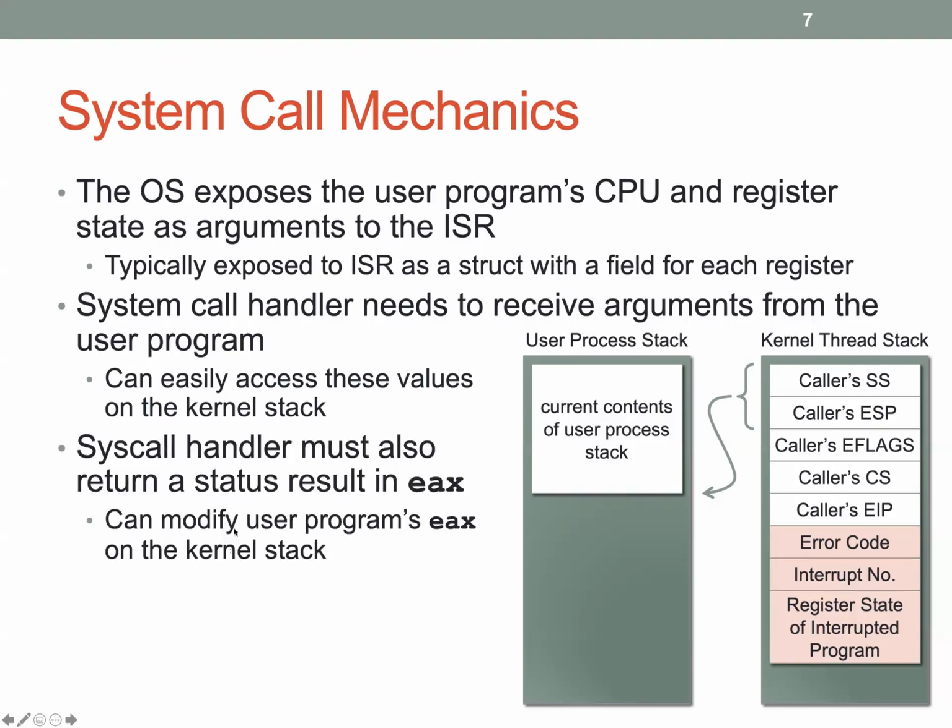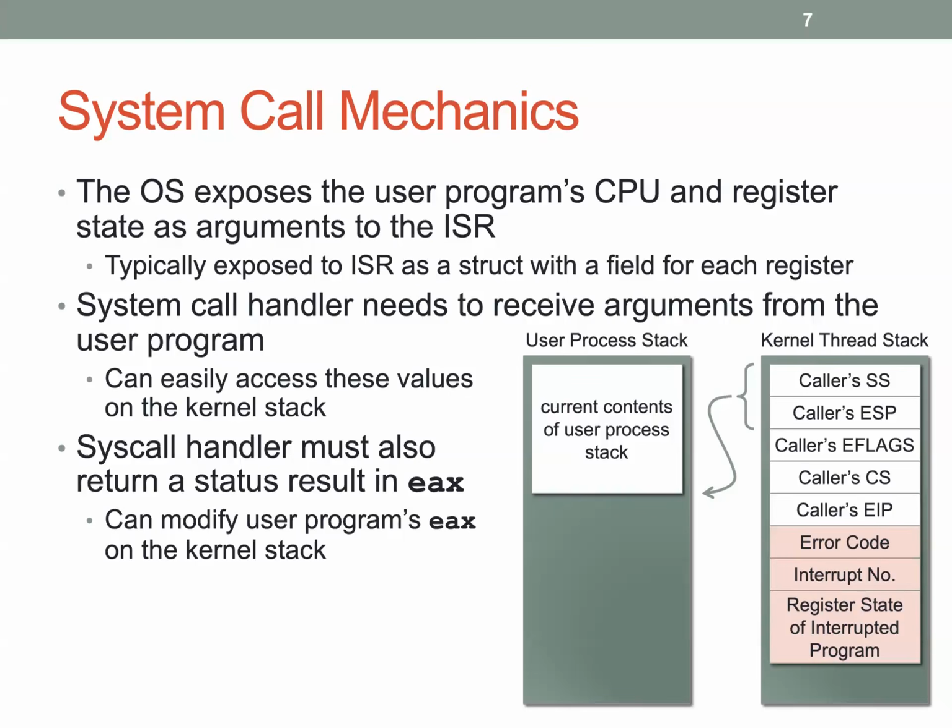So the system call handler also has to return a status result. And this is what I want you to think about, because the kernel handler is doing stuff. The kernel handler needs to see the user program's EAX to see which system call was invoked. Well, all it has to do is come into the information passed in the interrupt frame, and the register state of the interrupted program will have a field named EAX, and it can just look at that field to see what the user program passed.